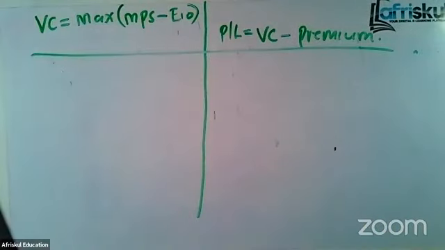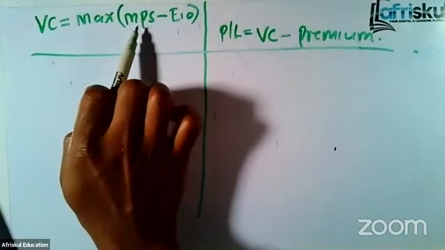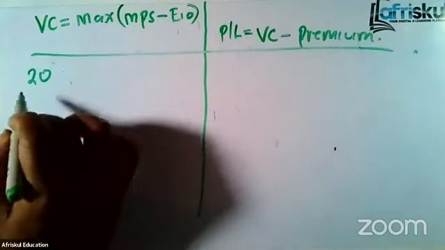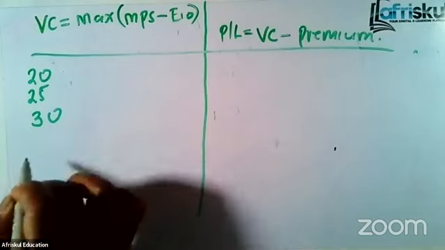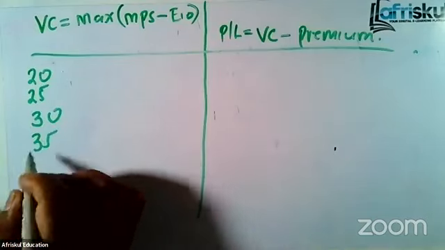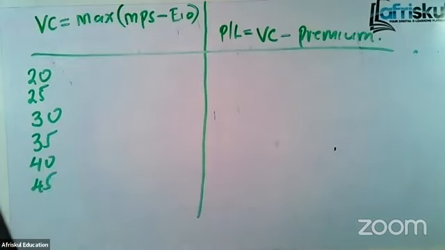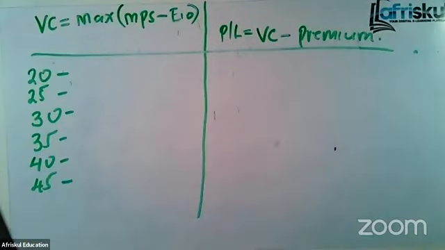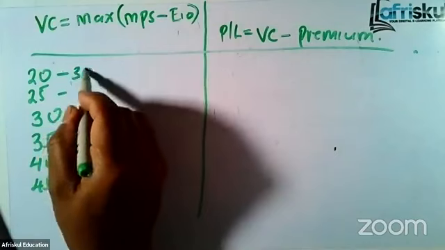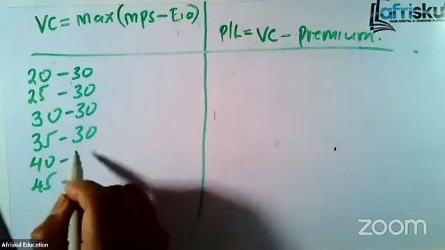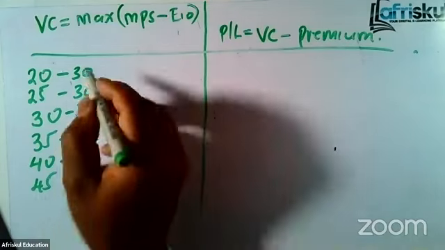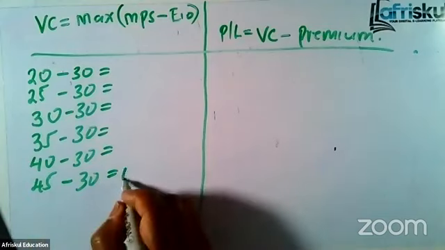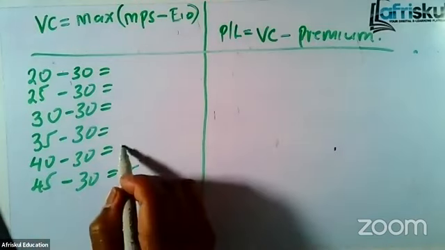Now let's get the value of the call. You take the maximum, then you take the market price. The market price, we are told, can be 20, 25, 30, 35, 40, or 45. Then you deduct the exercise price. Remember, we are told that the exercise price is 30. So you deduct 30. Now let's get that. 45 minus 30, you'll get 15. 40 minus 30, you get 10.